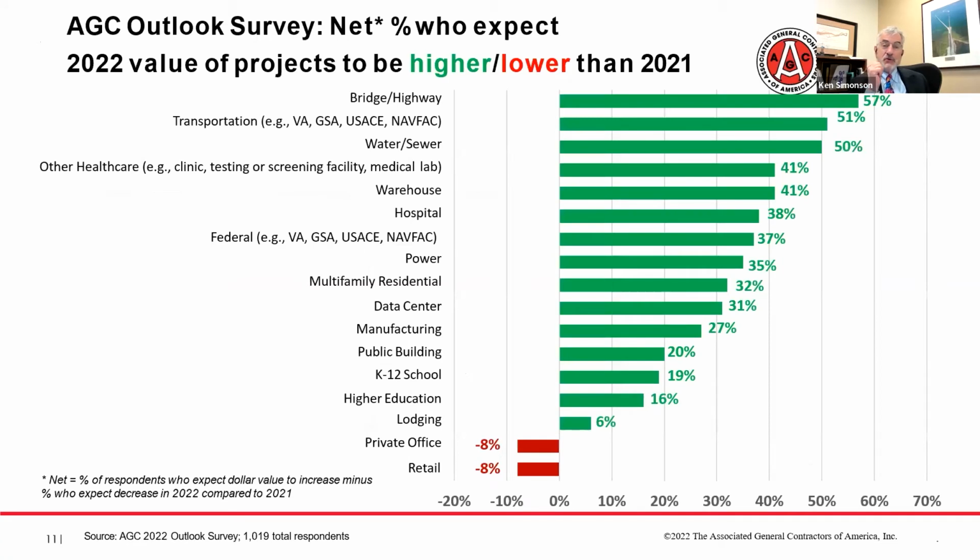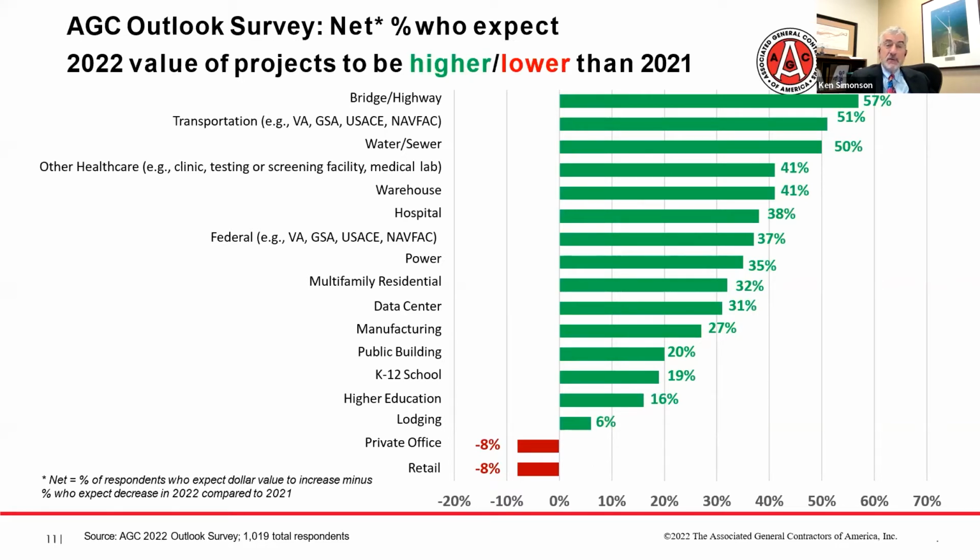Let me go back to our survey one last time. We asked, do you expect the value of projects available to bid on to be higher or lower than the year before? And this year, for 15 of the 17 categories, more contractors were optimistic than pessimistic. To take just the top example, 63% of the respondents said they expect there to be more bridge or highway work to bid on, and only 5% said less.